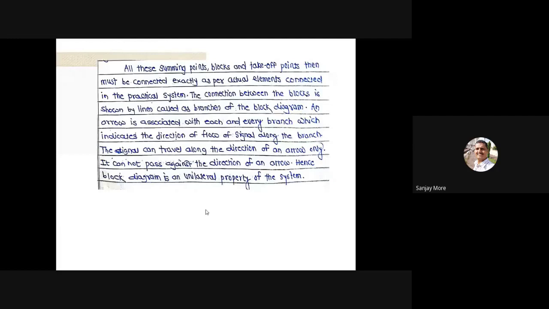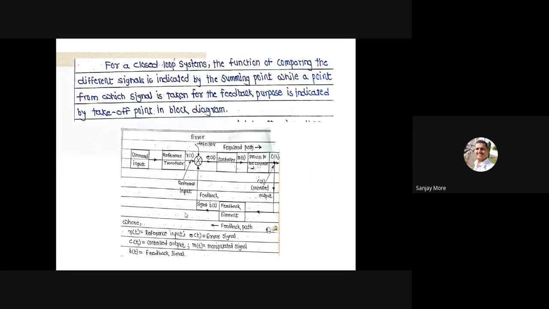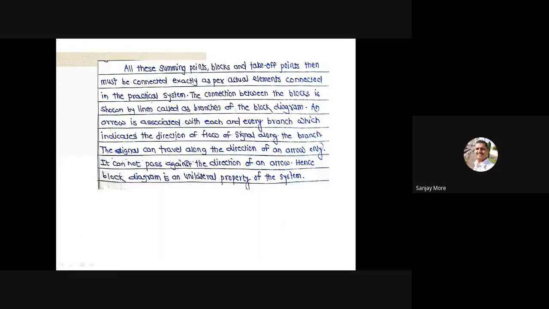The connection between the blocks is shown by lines called the branches of the block diagram. Here, this line shows the branches of this block diagram. An arrow is associated with each and every branch, which indicates the direction of flow of the signal along the branch. This arrow shows the flow of the system.